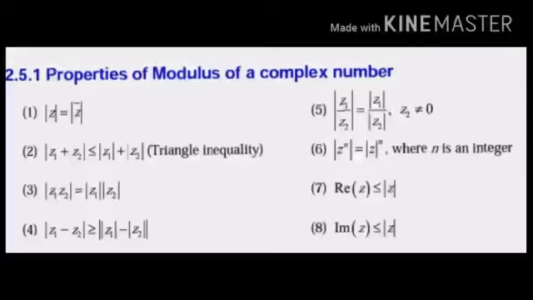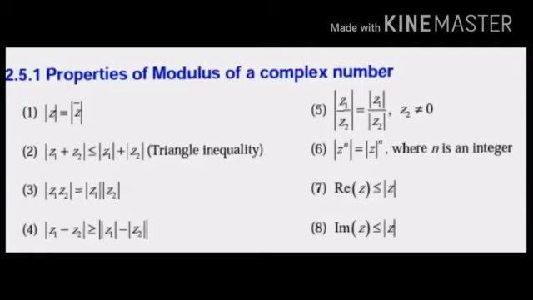Properties of modulus of a complex number. First one, modulus of z is equal to modulus of z bar. Second is known as the triangle inequality, that is modulus of z1 plus z2 is less than or equal to modulus of z1 plus modulus of z2. Third, modulus of z1 into z2. Multiplication of two complex numbers in a modulus can be written like this, that is modulus of z1 into modulus of z2. Fourth one, modulus of z1 minus z2 is greater than or equal to modulus of z1 minus modulus of z2.